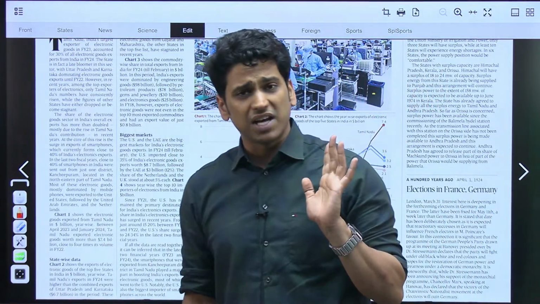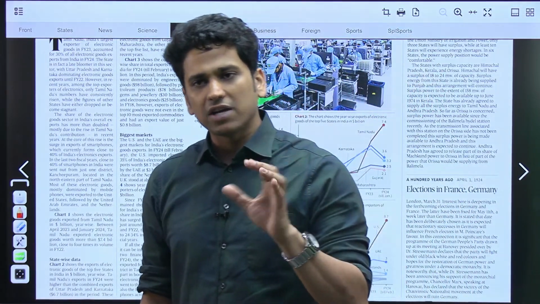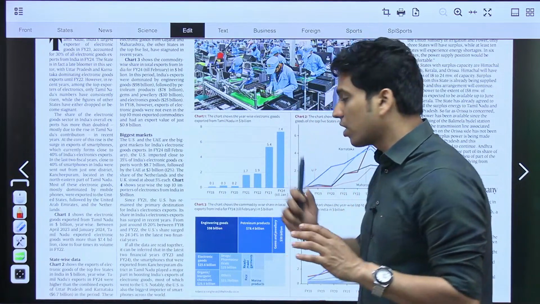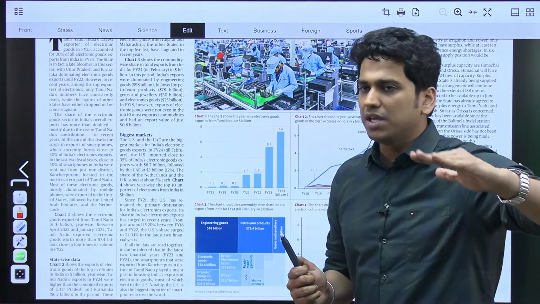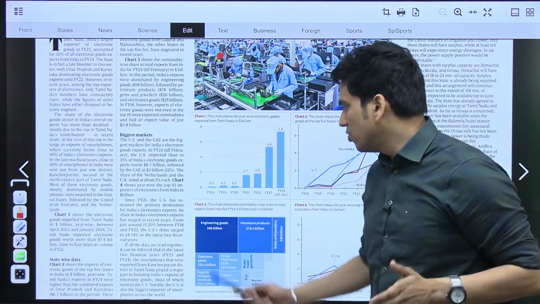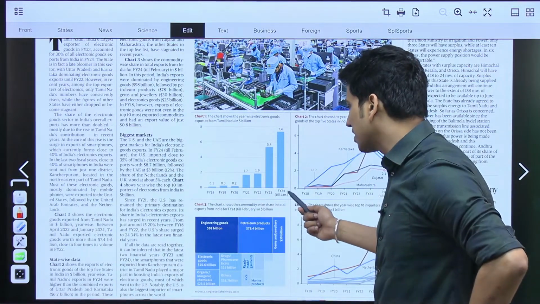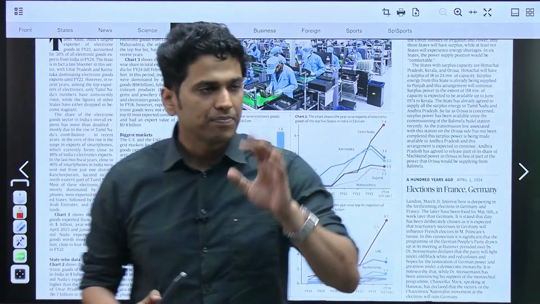So you can see one thing, the export of electronic goods from Tamil Nadu is gradually increasing. And you can compare 2018 with 2024.